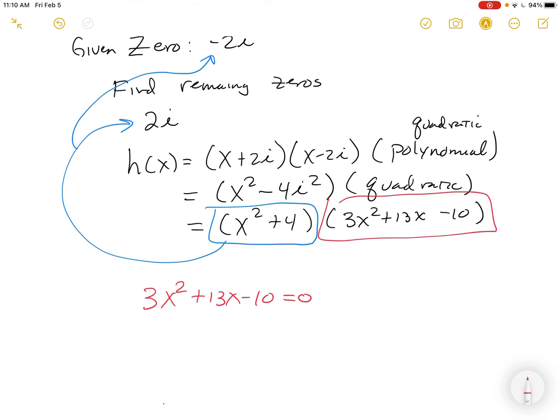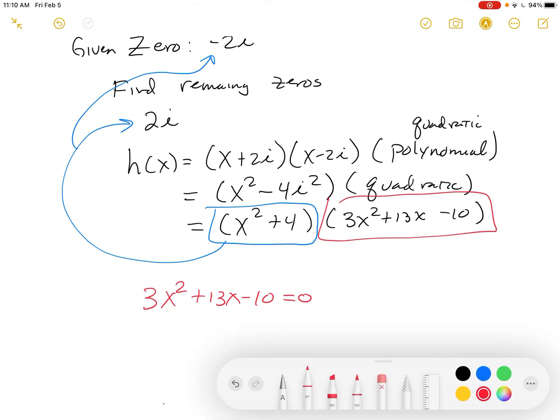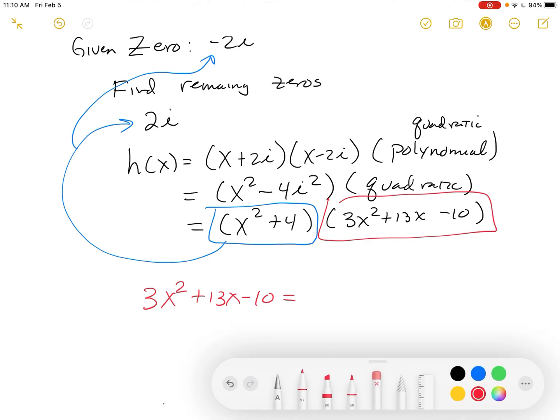Or how does it factor? That might be another way to look at that. Does it factor? Are there factors of 30 that subtract to be 13? Oh yeah, 15 and 2. So perfect, we know how it factors.